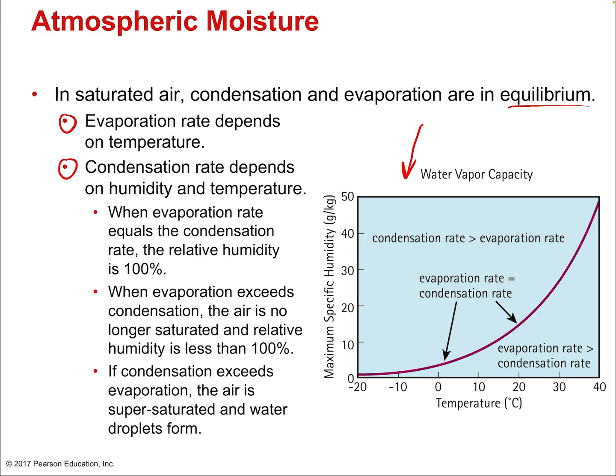Okay, so when the evaporation rate equals the condensation rate, the relative humidity is exactly at 100%, equilibrium. When the evaporation exceeds condensation, the air is no longer saturated, and relative humidity is less than 100%. As I said, more room for water molecules in the air. If condensation exceeds evaporation, the air is supersaturated and water droplets form, okay? And we get fog, rain, whatever happens to them, okay?